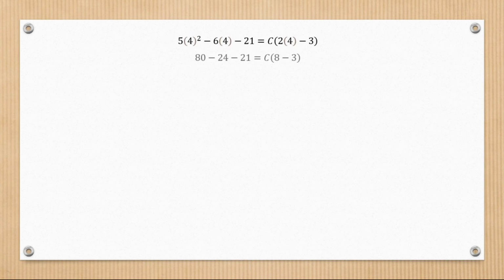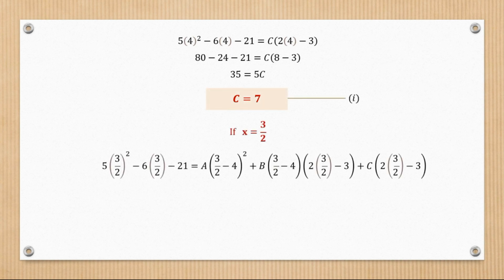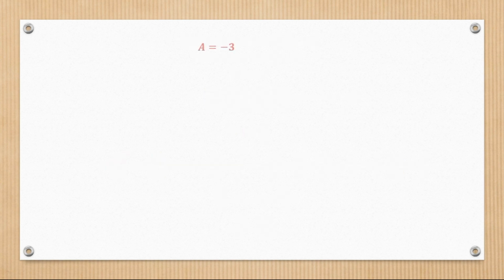So if I do that and solve, this is what I end up having. I'll be left with 35 being equal to 5c, and c shall be equal to 7. If I also let x be equal to 3 over 2, this is what I end up having: 45 over 4 minus 9 minus 21 being equal to 25 over 4 a. And then a shall be equal to negative 3.